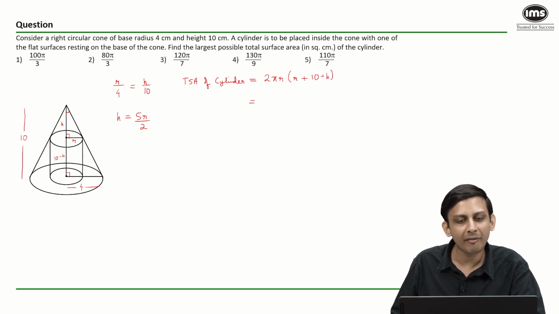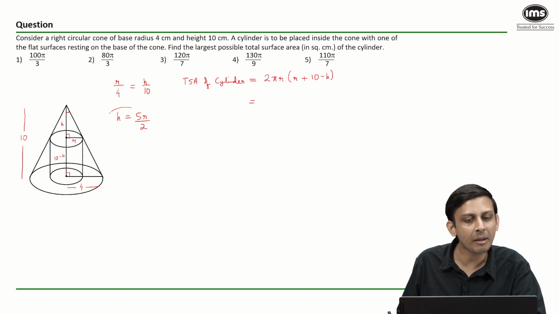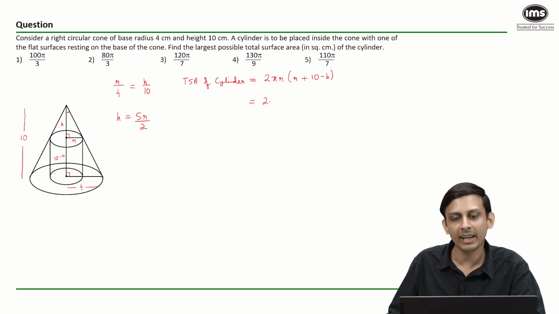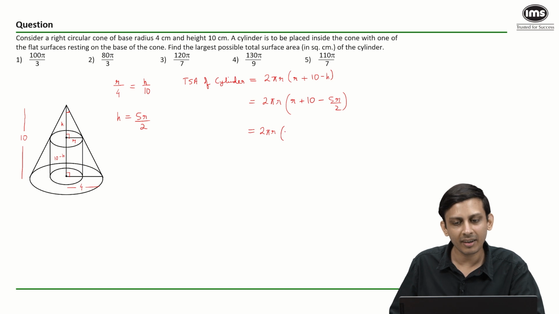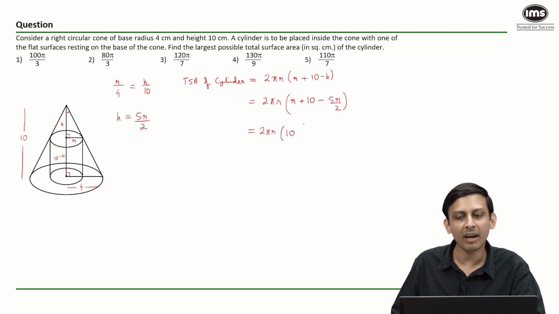And this is what we have to maximize. So first of all, let us simplify this by replacing h with 5r by 2. So we'll get 2 pi r into r plus 10 minus 5r by 2. Okay, let us simplify this. So here we have 2 pi r and here we have a 10. Then r minus 5r by 2 will give us minus 3r by 2. So that will be minus 1.5r. Okay, now we have to maximize this.